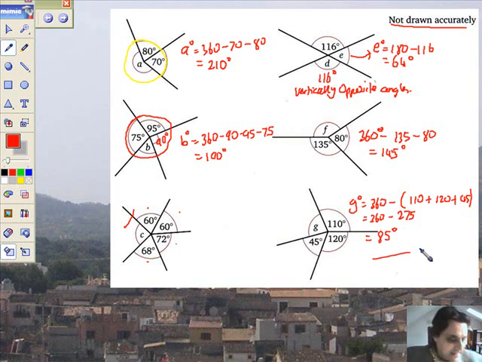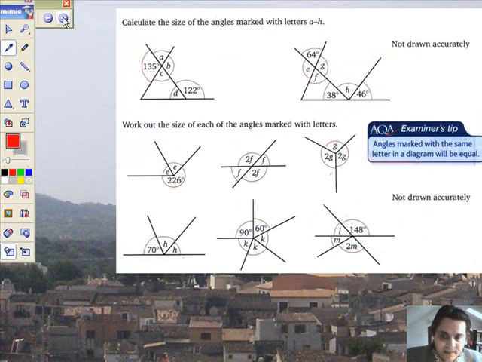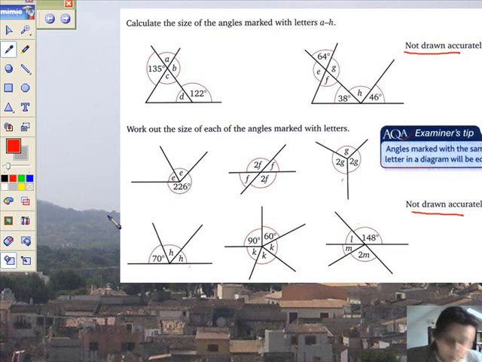And that's that. That's angles on a line, angles at a point, and hopefully I've got time to do the next little bit. Not drawn accurately, a fantastic examiner's tip, we'll get to that in a minute. I'm not sure how much of this I can do in one hit, but we'll have a go, won't we?